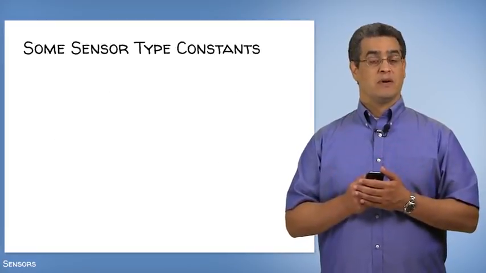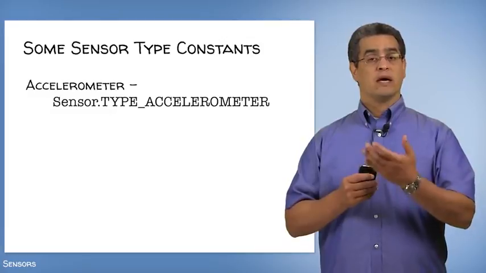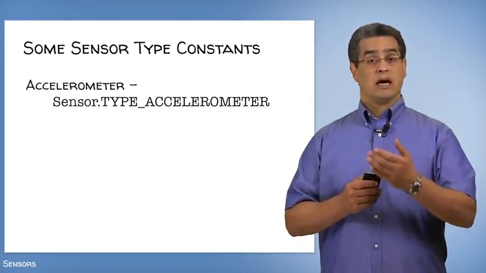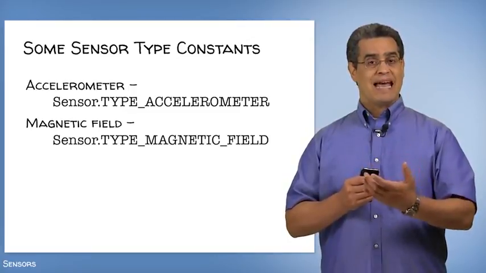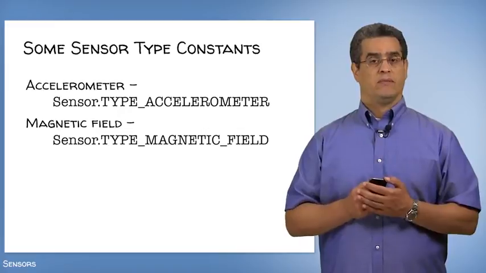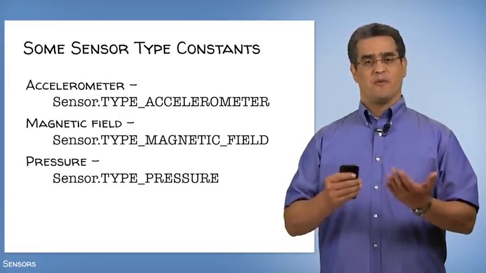Some of those sensor type constants include Sensor.TYPE_ACCELEROMETER for the accelerometer, Sensor.TYPE_MAGNETIC_FIELD for the magnetic field sensor, or Sensor.TYPE_PRESSURE for the barometer.